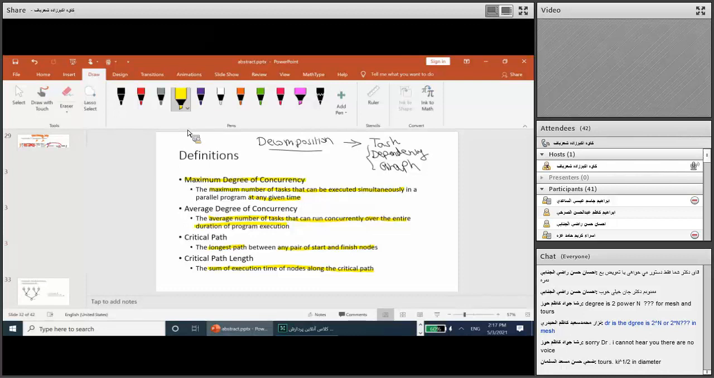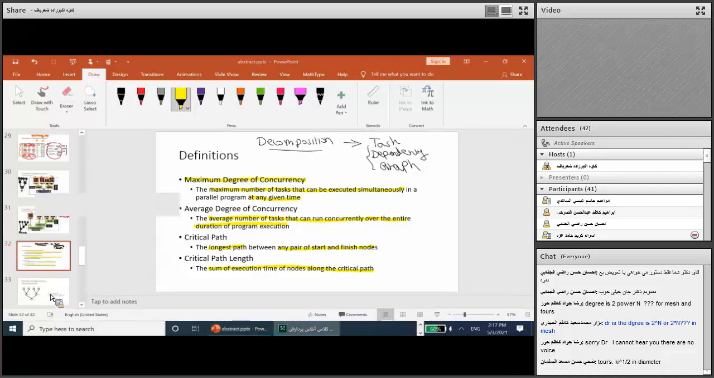I'm going to talk about these 4 definitions and how to compute them in the next few slides.